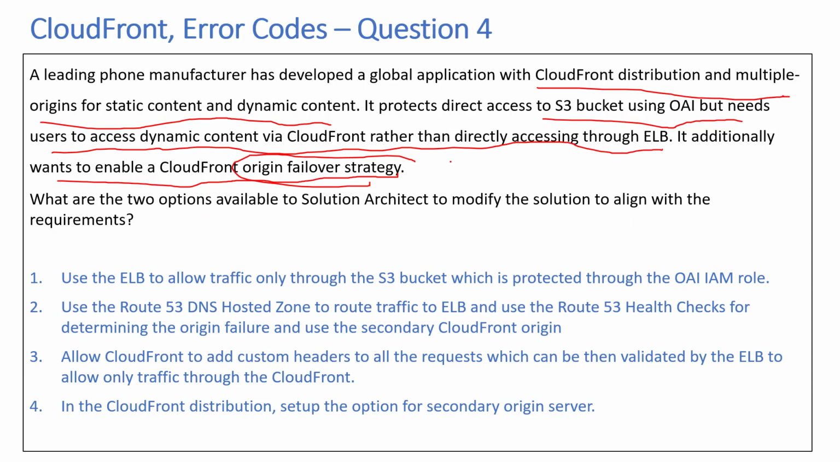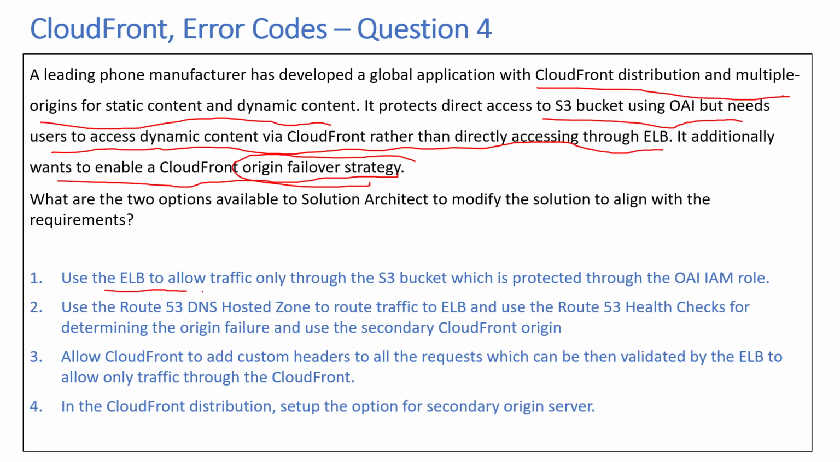So basically there are two requirements. One, it should not allow direct access to the ELB for dynamic content, rather it should go through the CloudFront distribution. And the second one is if the primary origin fails, it should allow a failover strategy for CloudFront to access the secondary origin server for its content. So let's look at the options.